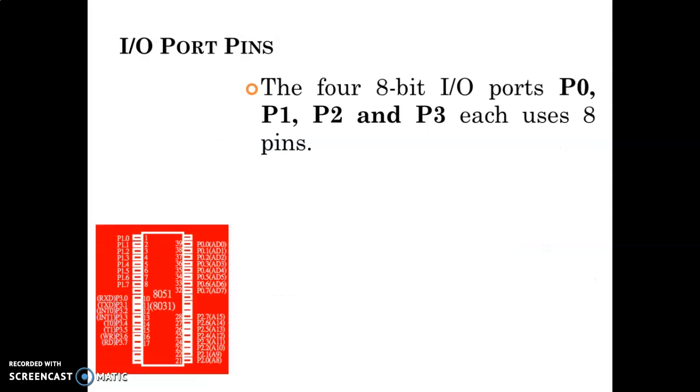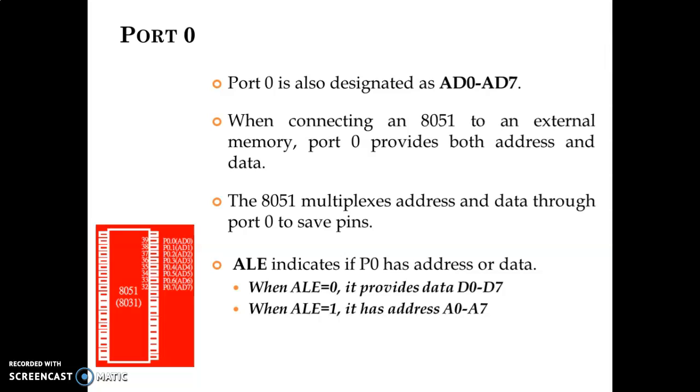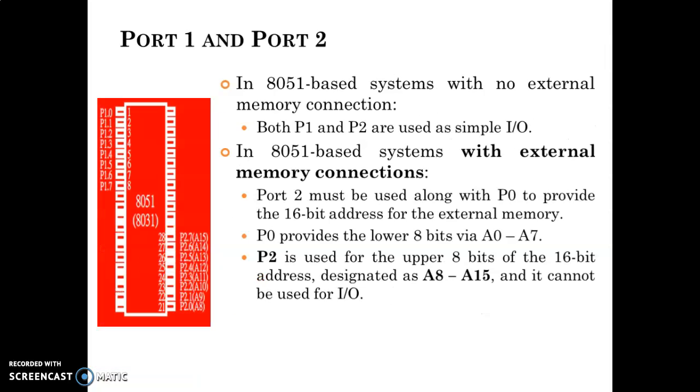I/O port pins. The four 8-bit I/O ports P0, P1, P2 and P3 each use 8 pins. Port 0 is also designated as AD0 to AD7. When connecting an AT51 to external memory, port 0 provides both address and data. The AT51 multiplexes address and data through port 0 to save pins. ALE indicates if P0 has address or data. When ALE equals 0, it provides data D0 to D7. When ALE equals 1, it has address A0 to A7.